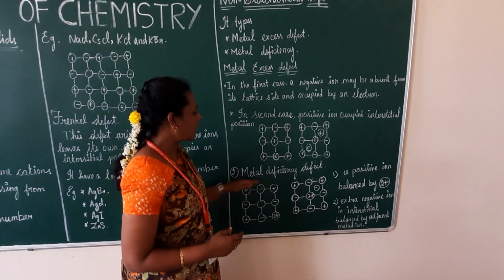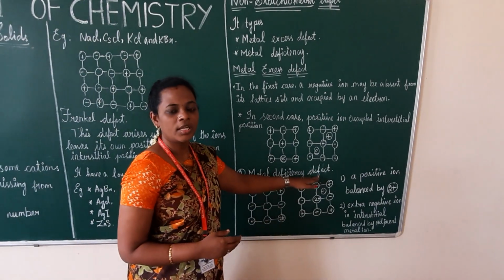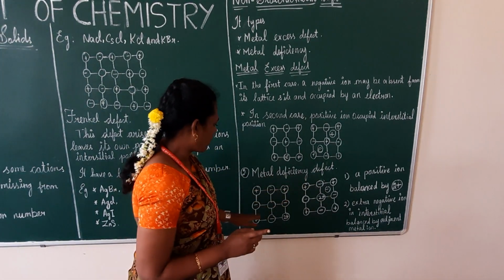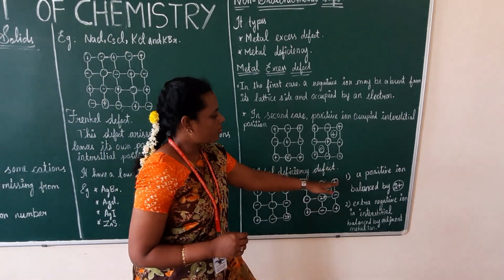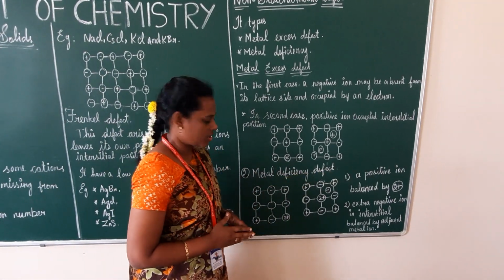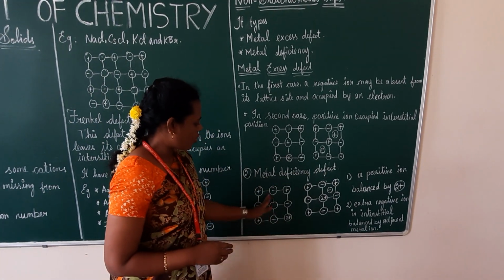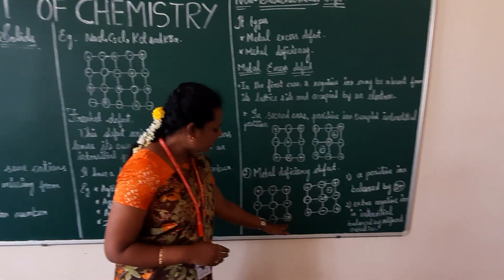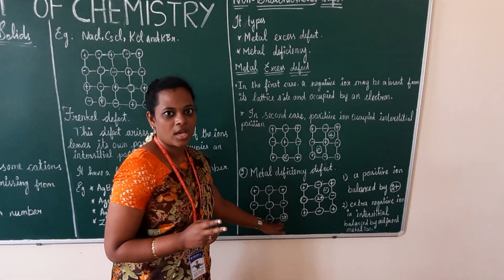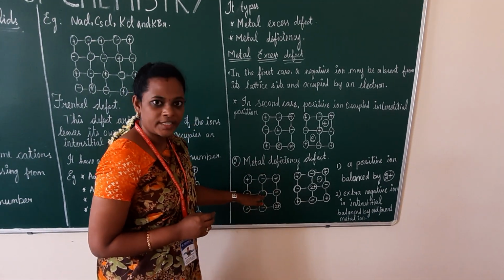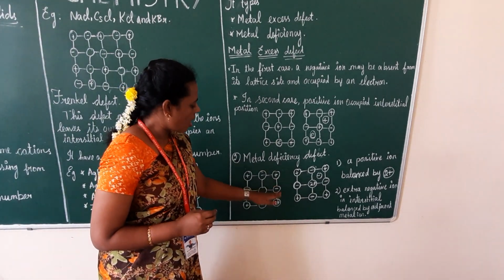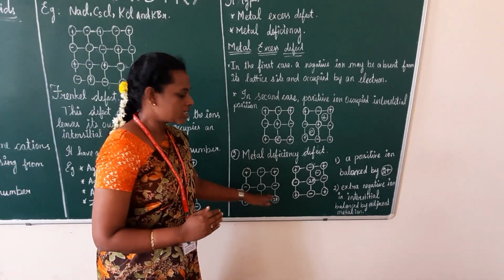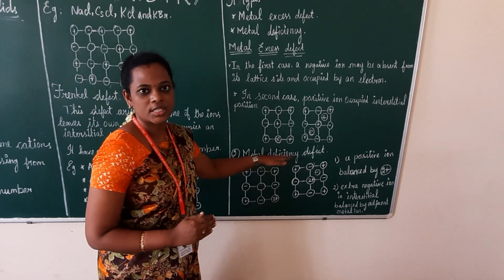Secondly, the metal deficiency defect. In metal deficiency defect, there are two cases. In one case, a positive ion is balanced by a 2+ charge. In this case, a positive ion is missing from its lattice site, but the adjacent lattice site has a 2+ charge. So, the missing site is balanced by a 2+ charge from its adjacent metal ion. This is the first case of metal deficiency defect.